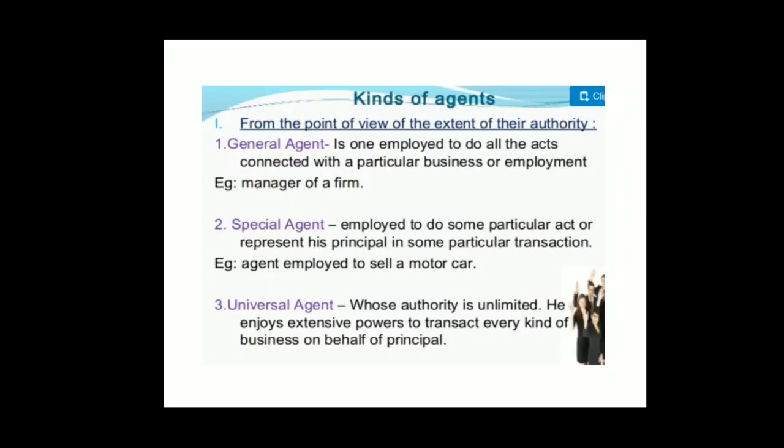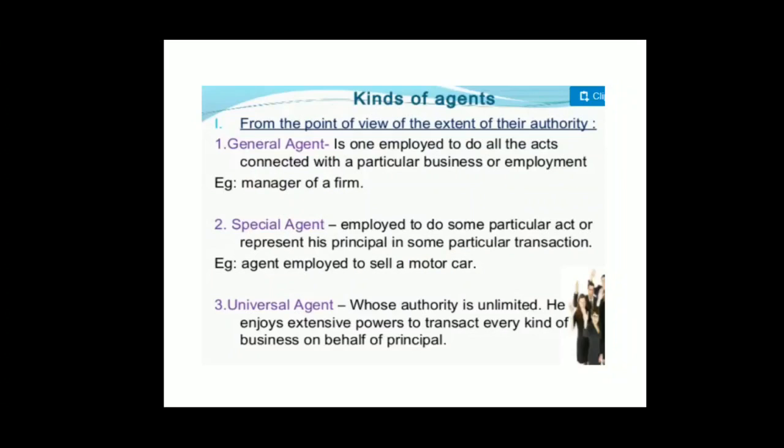Next we have a special agent, who does some particular act only, or represents his principal in some particular transaction only. A very simple example: you have hired an agent to sell your house or your motor car. After that there will be no relationship between the principal and agent. Work over, the contract is also completed, terminated.